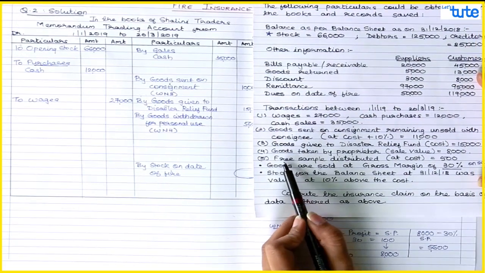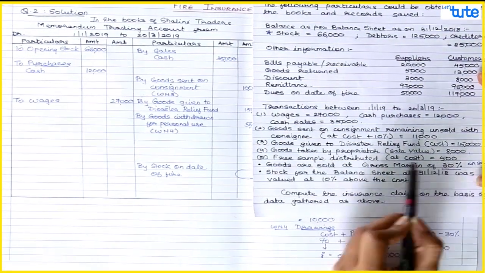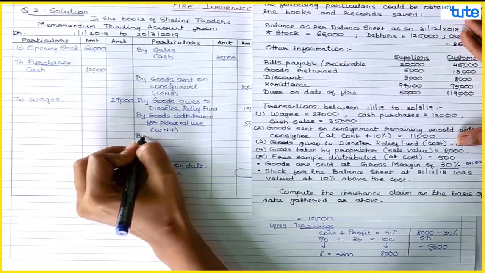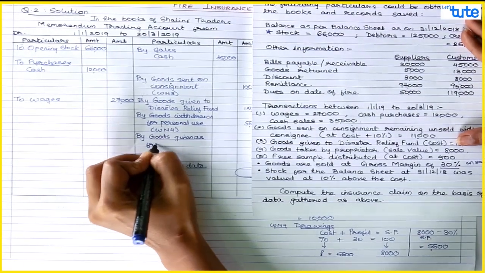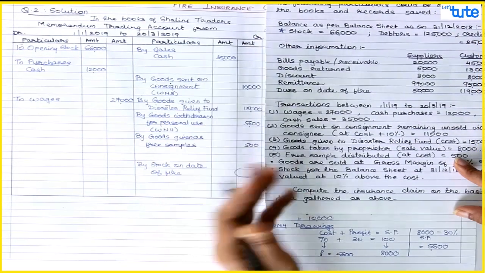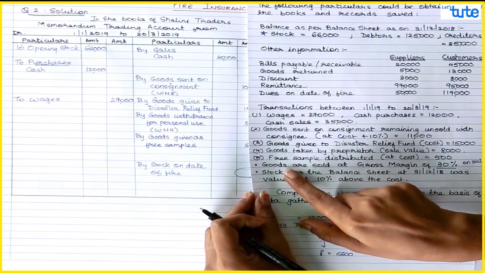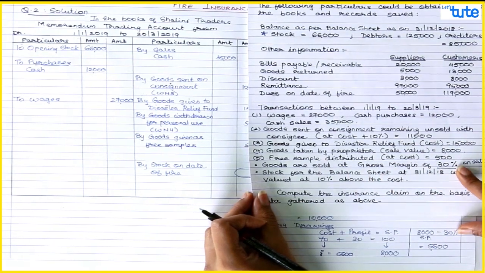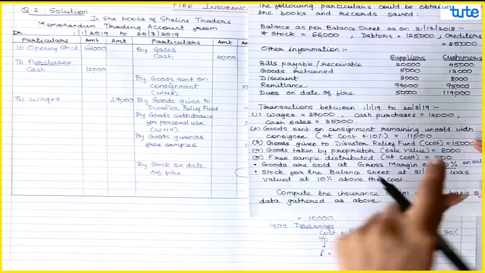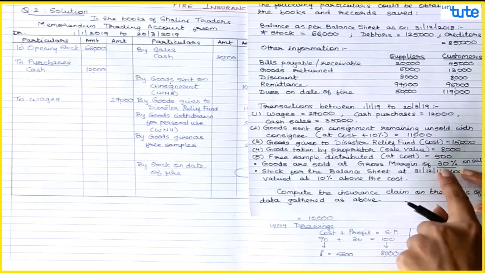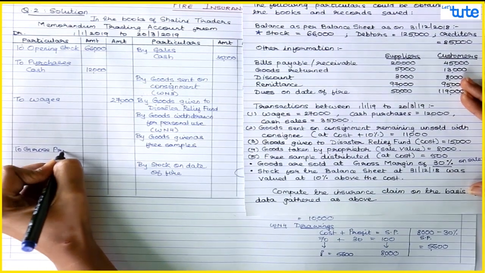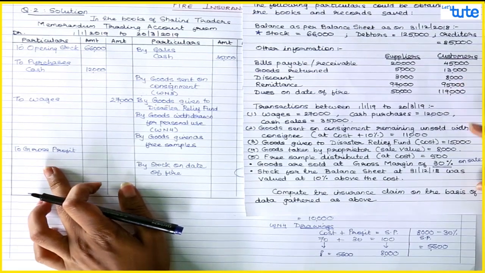So next is free samples distributed at cost is 500. Now again, goods are going out of your business. So it will be credited to trading account by goods given as free sample, and it is at cost itself. So we are not required to do any valuation of finding the cost. So that is 500. Now goods are sold at a gross margin of 30% on sales. So that we have already considered wherever we have to find out from sales value to cost. So this is the 30% margin. This will be also helpful while we find out the gross profit. So over here we can write gross profit. This would be on sales 30%.